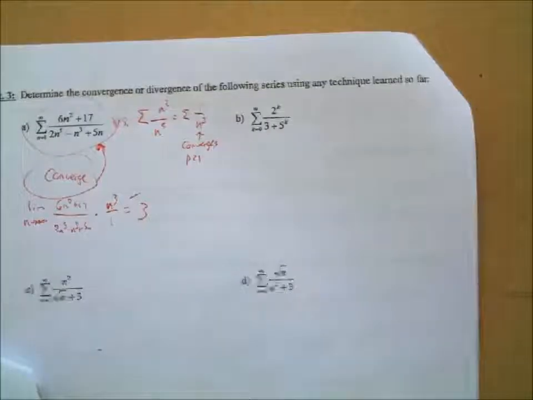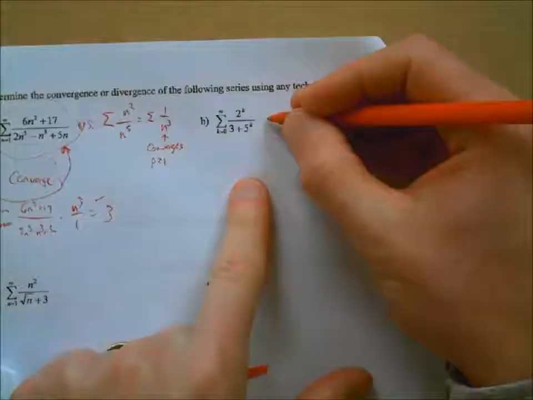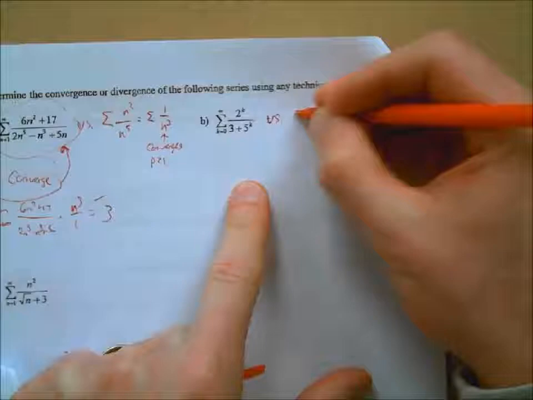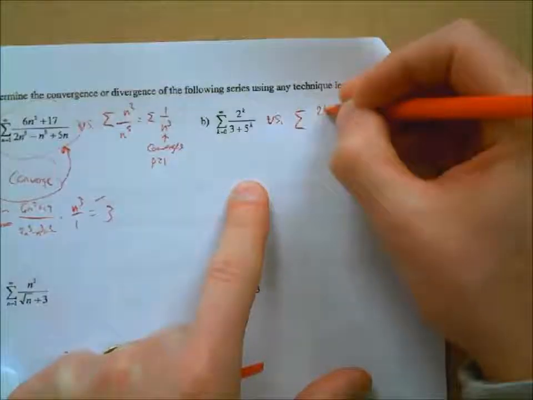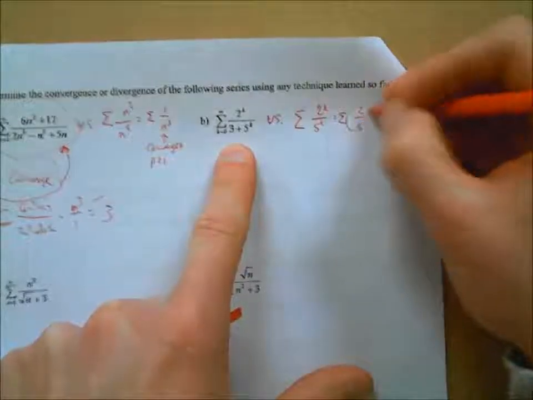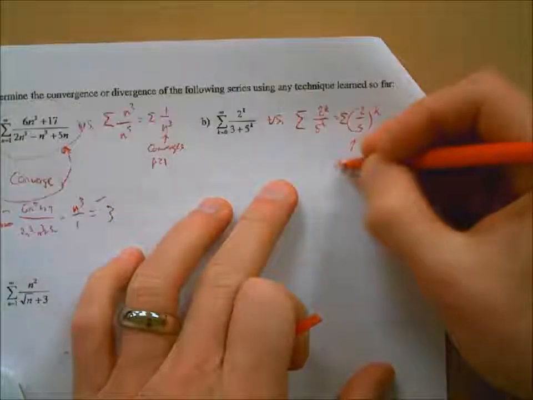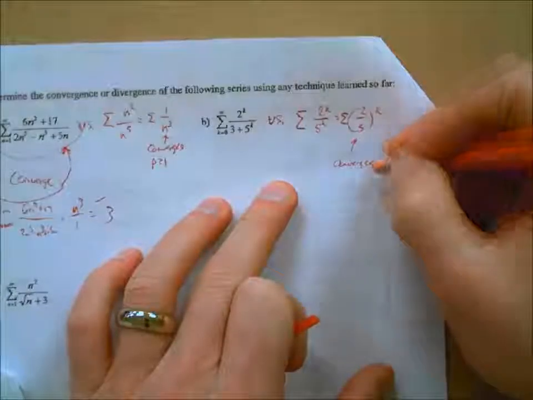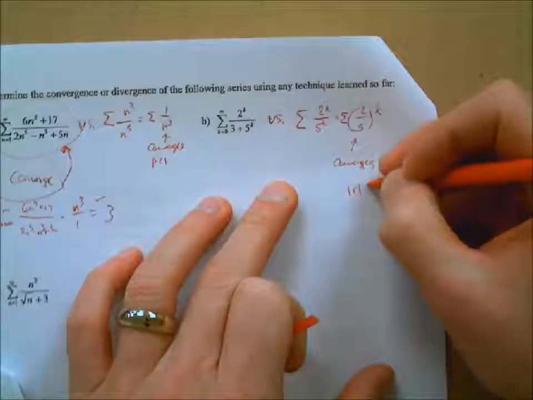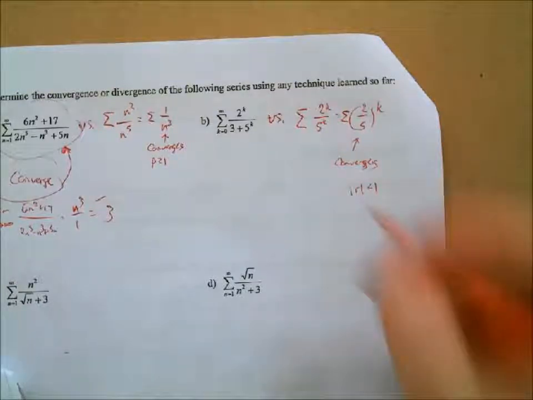What should we be shooting for here? Okay, so another comparison, and in this case, it's going to be comparison to a geometric series. We'll compare that to 2 to the k over 5 to the k, or in other words, 2 over 5 to the k. Now, 2 over 5 to the k, geometric, and we know it converges because the absolute value of r is less than 1. And so we expect this thing to hopefully also converge.